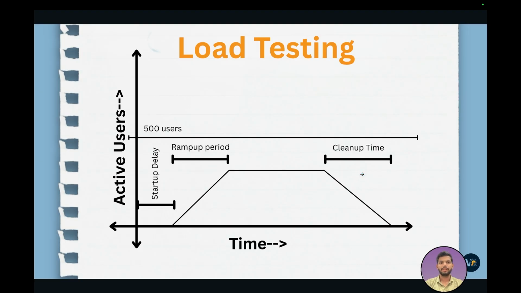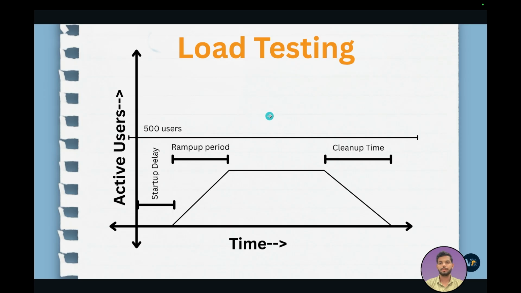Visually, if you see load testing, this graph we have already seen. You might be knowing about startup delay, ramp up period, and cleanup time. Let's say we are performing load testing for 500 users. So this would be the graph. I should not be mentioning more about startup delay, ramp up time, and cleanup time, because if you had watched all those videos previously, you might be knowing about this stuff. So as you can see, for load testing, this is the typical graph.